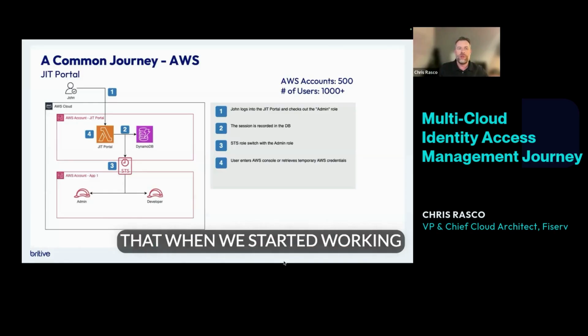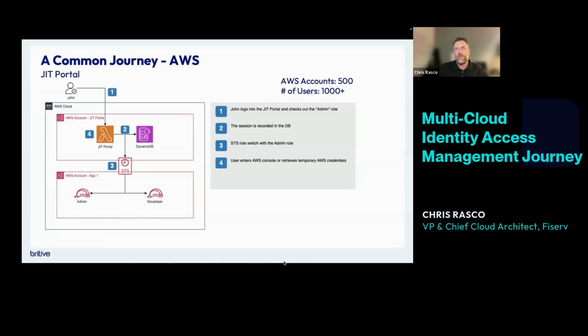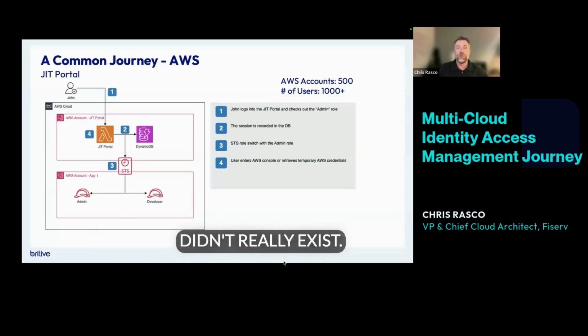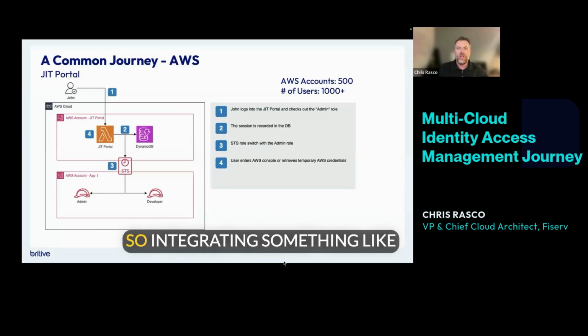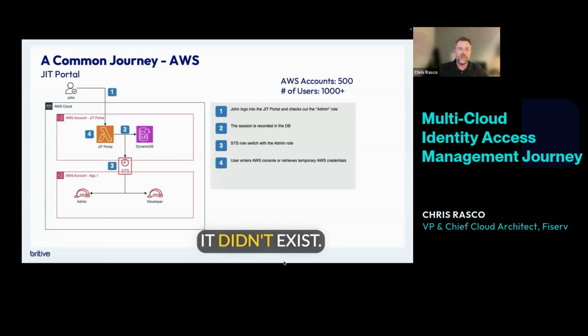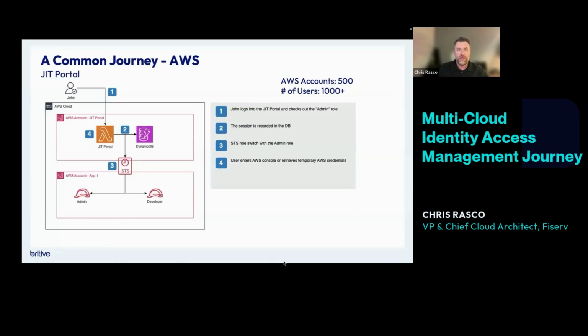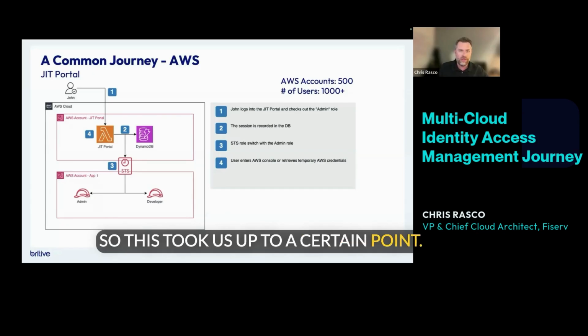Now, it's important to remember that when we started working on this, some of the concepts like AWS SSO or what is now identity didn't really exist, right? So integrating something like an IDP into the cloud was a challenge at that point. It didn't exist. And so we bridged that gap using an OpenID Connect into a custom portal to front end the identity story. But the story doesn't end here. So this took us up to a certain point.